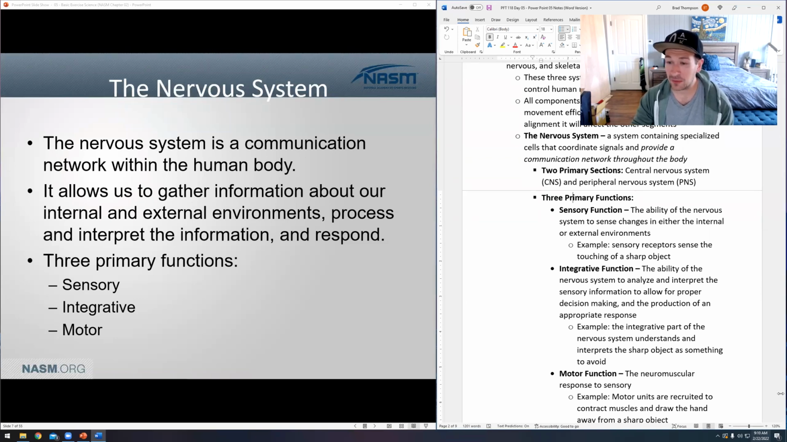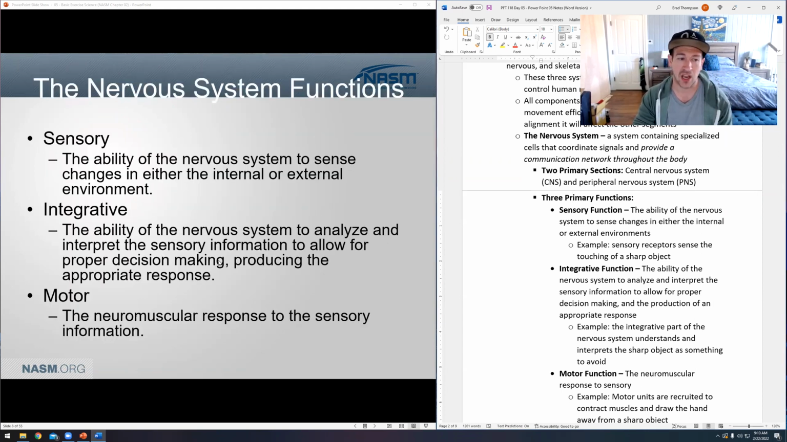So three primary functions here, right? This is the fun part. This is sort of what we set up last time, but we didn't necessarily talk about this. NASM is going to spend much more time here talking about the function of our nervous system. Your nervous system is going to function in three primary ways, right? So it's got sensory jobs, integrative jobs, and motor jobs. So again, we're looking at this in terms of a communication network, right?